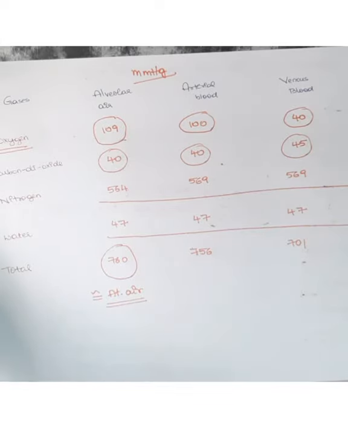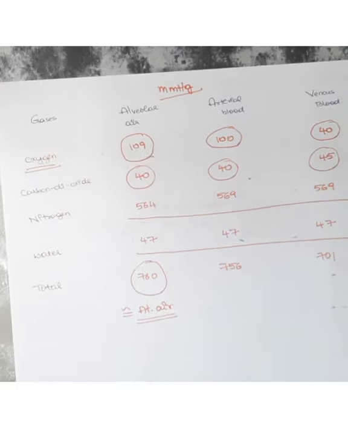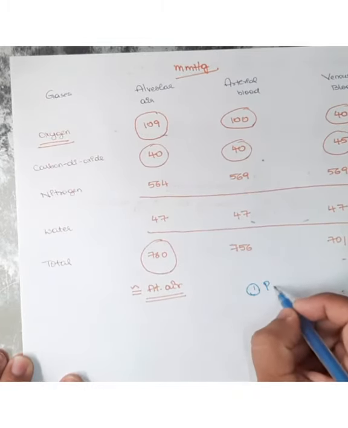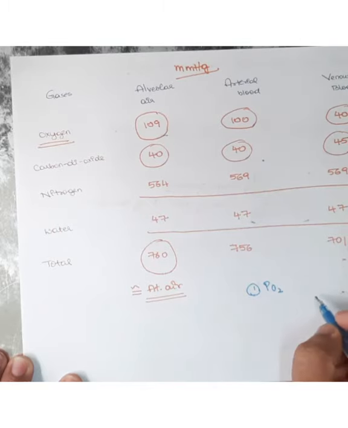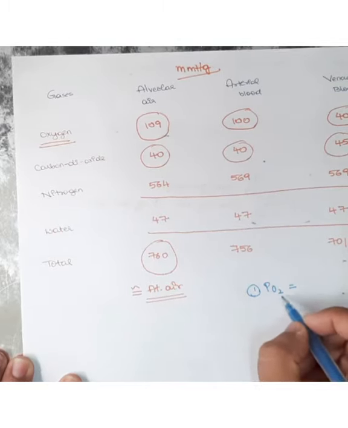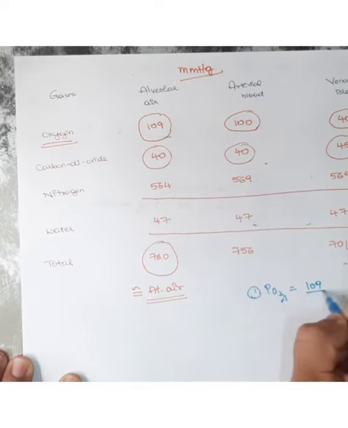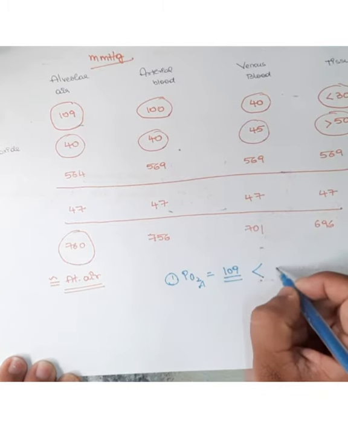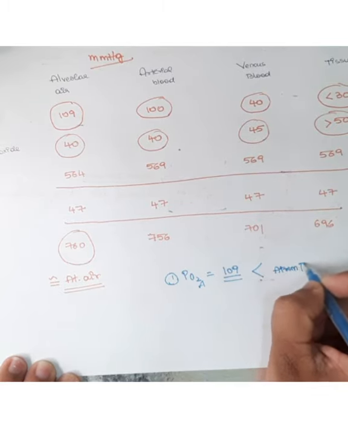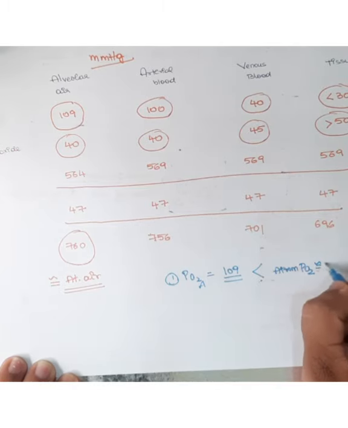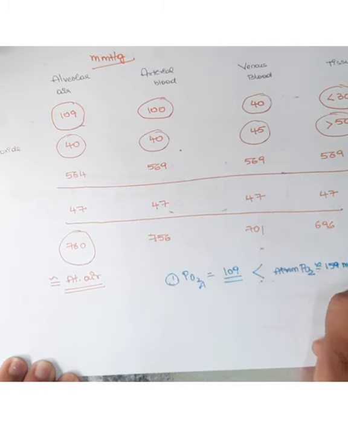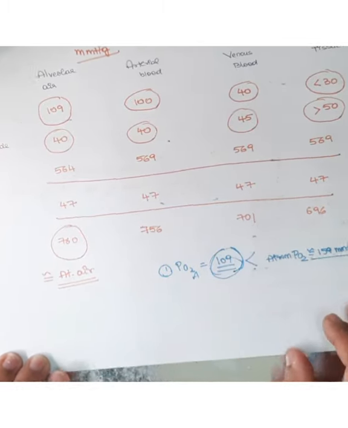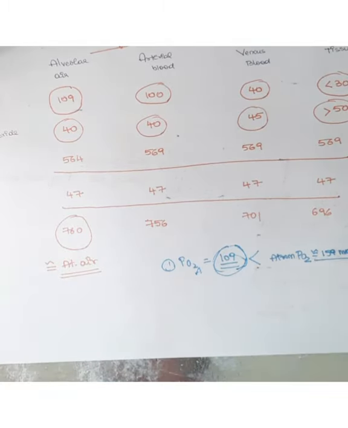But there are a few peculiarities which have to be noted down. Number one, the partial pressure of oxygen in the alveolar air is 109, which is much lesser than that of the atmospheric partial pressure of oxygen, that is around 159 mmHg. So why is it decreased from 159 to 109 when it enters inside the body?